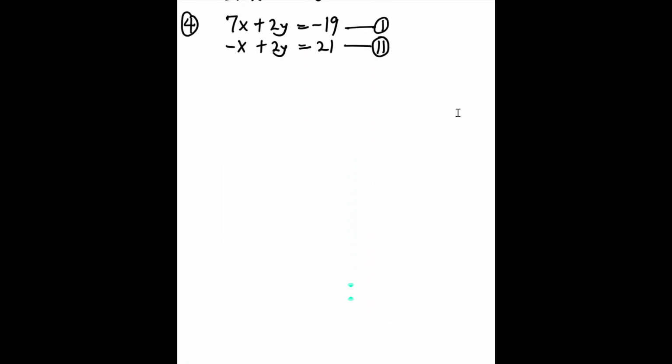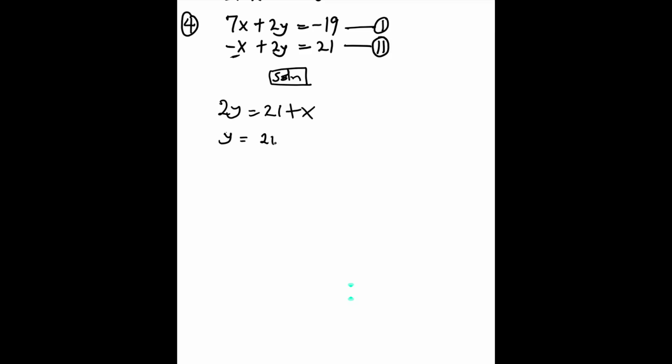Okay, so now let's do number 4. Number 4 says 7x plus 2y is equal to minus 19 for equation 1 and minus x plus 2y equals 21 for equation 2. So in this one, we are going from equation 2. From equation 2, we are going to rearrange it to form another equation 3. I will make it 2y equals 21 plus x, because I'm trying to prevent this minus x. That was why I rearranged it that way.